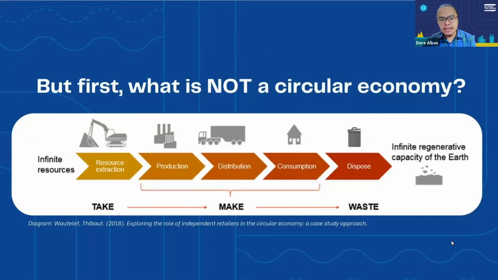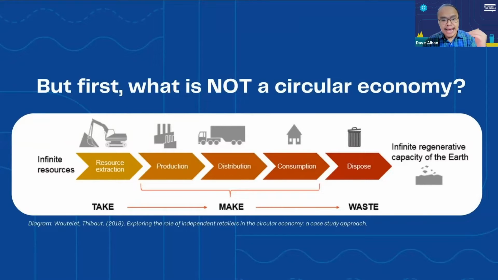a circular economy? You are right, circular refers to the shape. So in this particular model, it looks like a line. So this one is what we call the linear economy. If you look at the line, it starts with resource extraction, production, distribution, consumption, and dispose. And some of you are working in different aspects of this economy. But the assumption of this kind of model is that there are infinite resources and also that there is infinite regenerative capacity of the earth, meaning we can take whatever we want, and then make everything that we need. But then when we waste it, the earth will just basically regenerate itself and recover. But that is not circular economy.